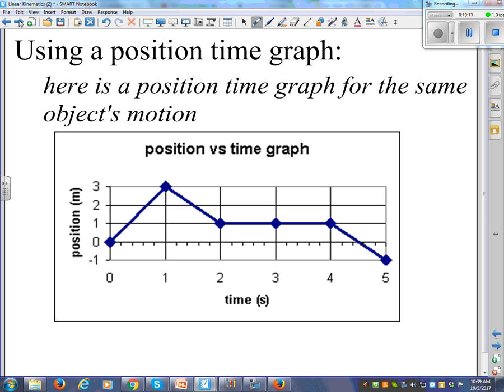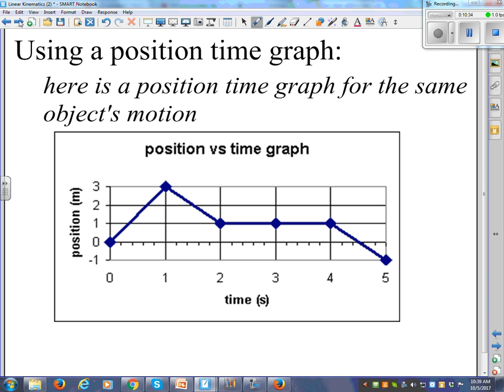A position time graph. Hands up if you did position time graphs in grade 10. Most of the Dauphin local kids should say yes. Maybe not you international guys. Did position time graphs? All right. Well, this, Jason, is a position time graph.